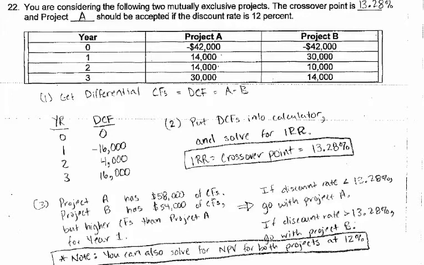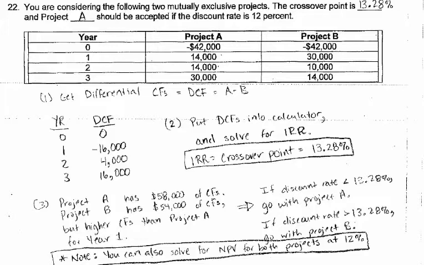So now that you have those cash flows, throw those cash flows into your calculator's cash flow buttons, and then hit IRR compute. What you've done now is you have solved for the IRR of the differential cash flows, and that is called the crossover point. You might also hear the crossover rate. Those terms kind of go back and forth, but we'll call it crossover point for right now. And so that is 13.28%, which means that with a discount rate of 13.28%, Project A's NPV and Project B's NPV are going to be equal.